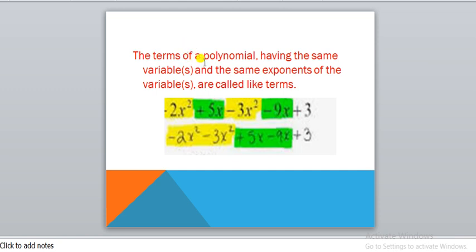Now let us see like terms. The terms of a polynomial having the same variable and the same exponents of the variables are called like terms. In the first case you see terms of a polynomial having the same variable, minus 2x square and minus 3x square, highlighted with yellow. These two terms have the same exponent and the same variable. The exponent is 2, 2 and the variable is x. These are the like terms. In the second case, 5x and minus 9x, highlighted with green, the variable is the same and the exponent is 1 and 1. Similarly, minus 2x square and minus 3x square are like terms, and 5x and minus 9x are like terms.